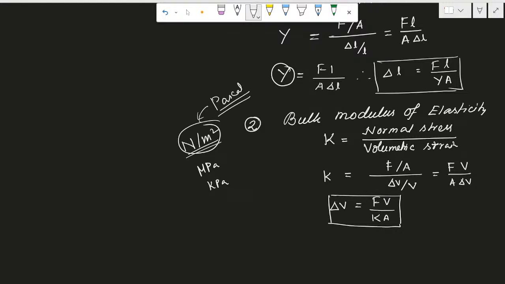But generally we will be using megapascal, that is 10 to the power 6, or kilopascal, 10 to the power 3. Clear? And the dimension of this modulus is actually the dimension of the stress: M L inverse T to the power minus 2. Correct?